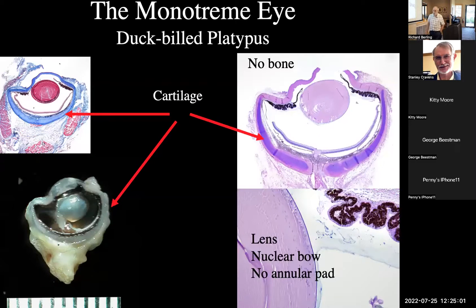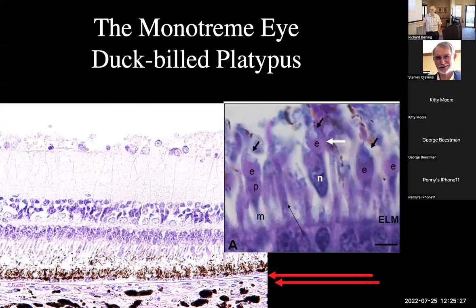So this is a duck-billed platypus eye. What we're showing here is the cartilage in the eye. You can see it in this growth specimen as well. This is the lens. There's no nuclear bow. There's no skeletal muscle in the eye. So it has features which today would be like mammal or also like reptile. Next. But the reptiles have skeletal muscle.